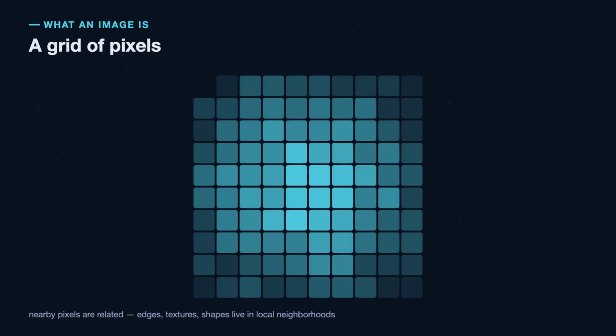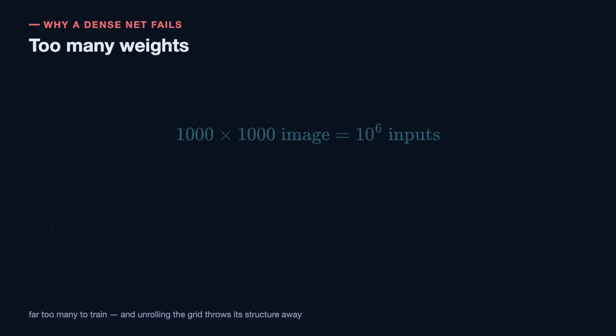Let us start with what an image truly is. A grid of pixels, each one a number, or 3 for color: red, green, and blue. And here is the crucial fact: nearby pixels are deeply related. Edges, textures, shapes, they all live in small local neighborhoods. The meaning is in the arrangement, not in the individual values.